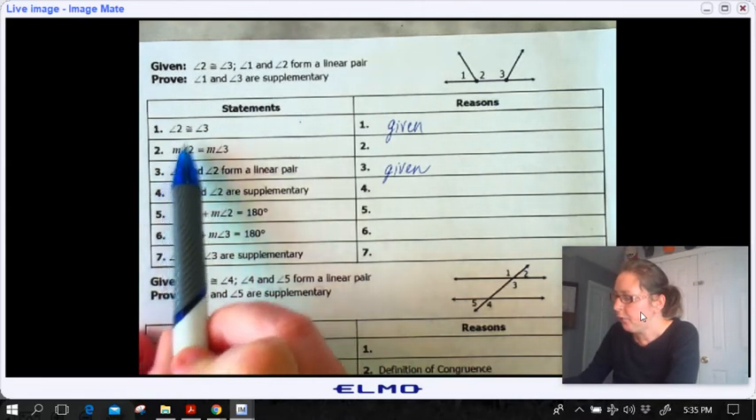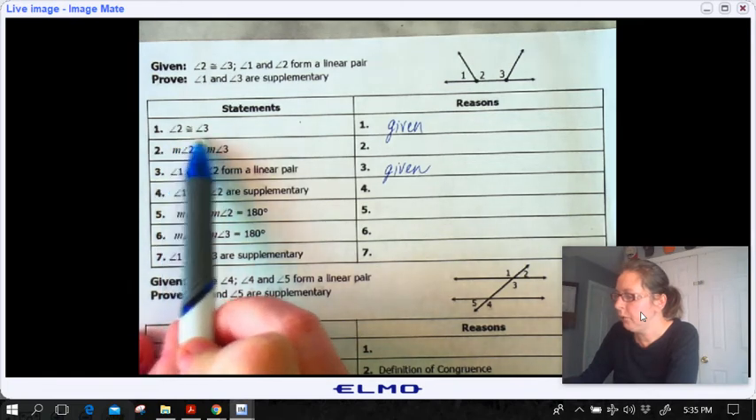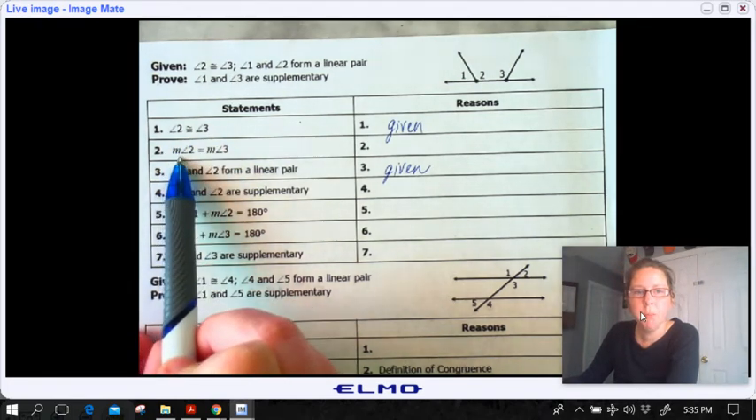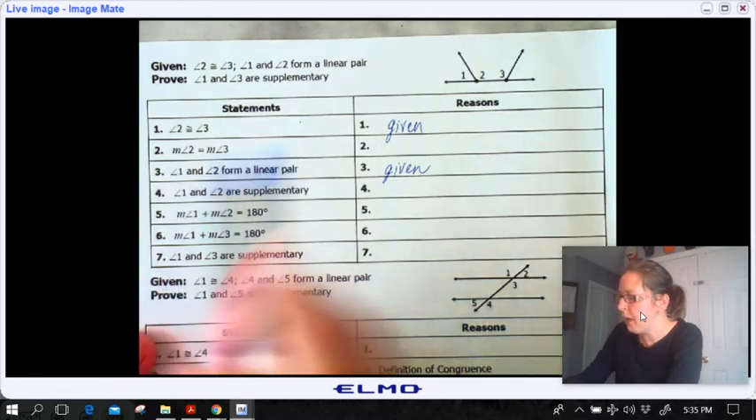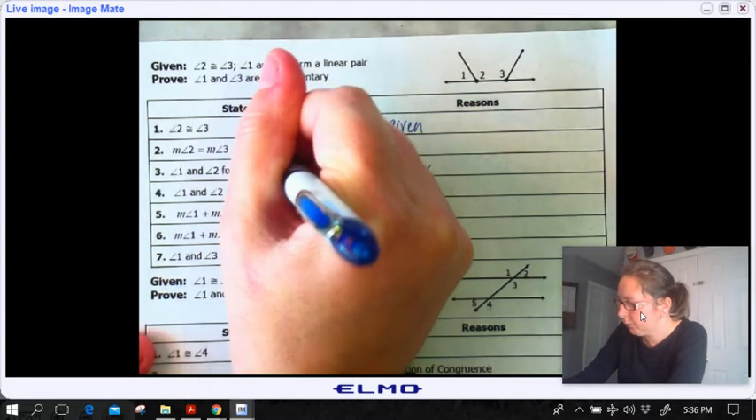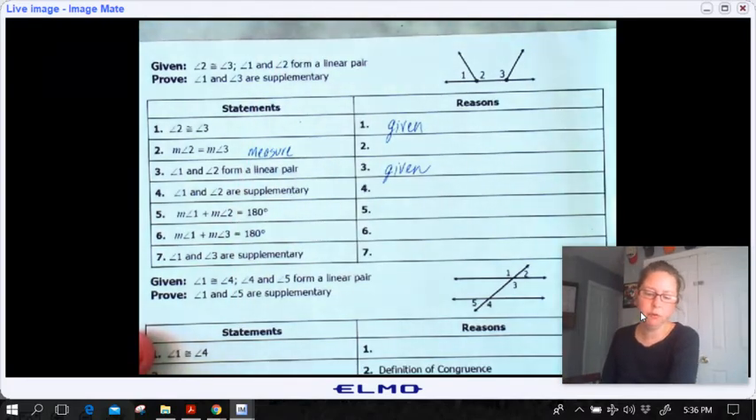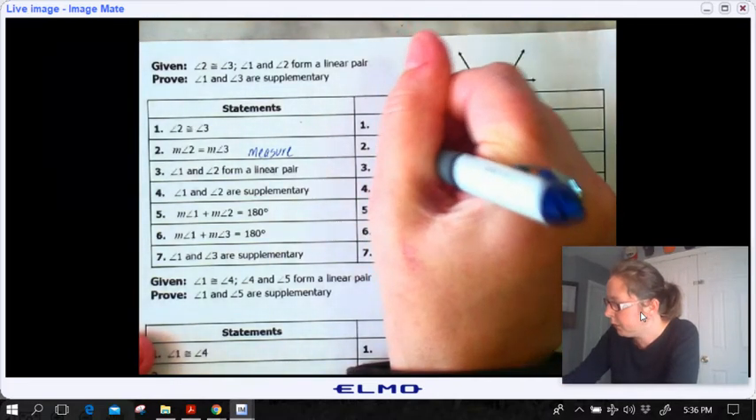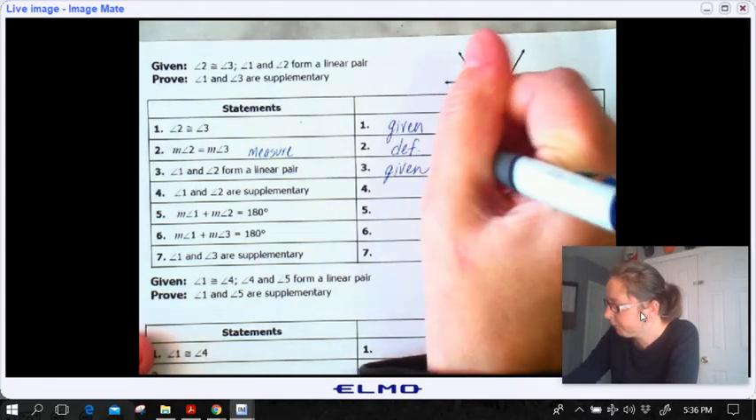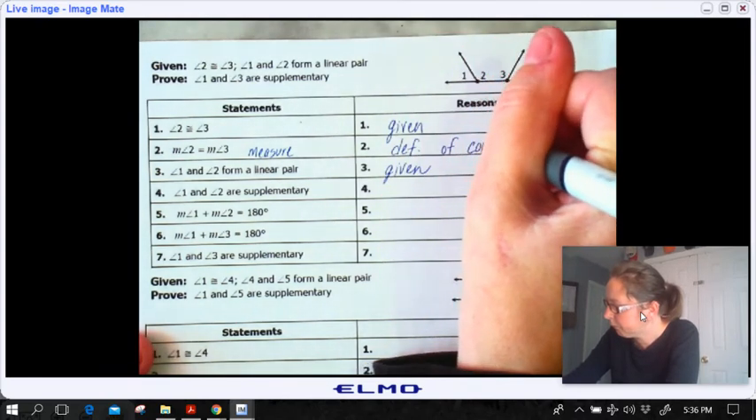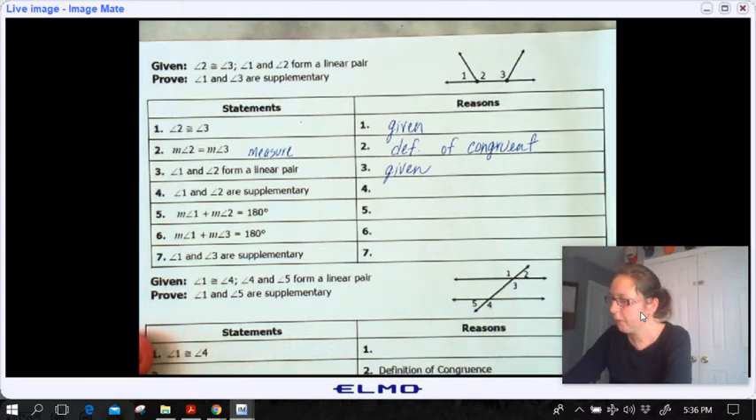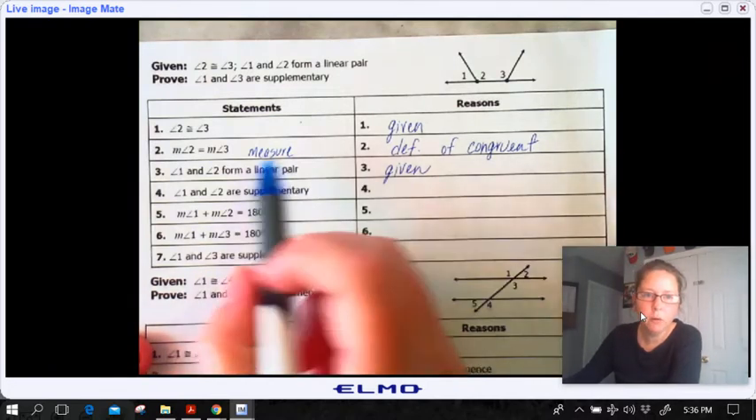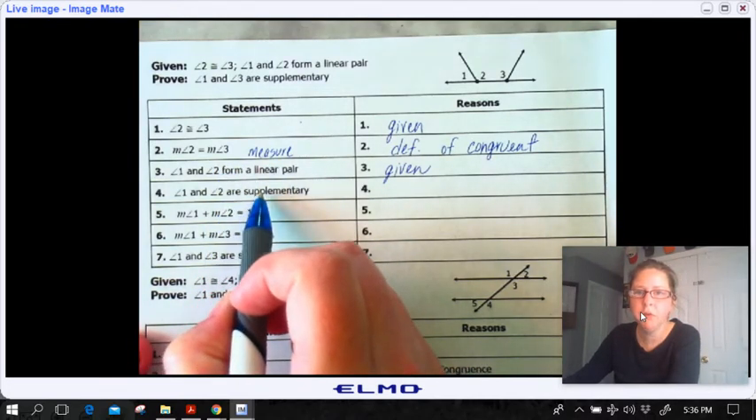Let's go back up a step to 2. So if angle 2 and angle 3 are congruent, their measures. So this M here means measure. The measure of angle 2 equals the measure of angle 3. And that is the definition of congruent. That's what congruent means. Okay. Now we can jump down and we can say angle 1 and angle 2 are supplementary.